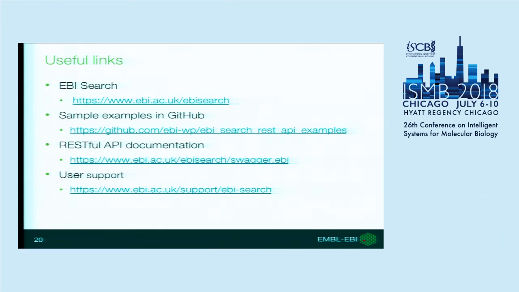Talk is almost over, so here I put some useful links. The first one is the EBI Search main web interface. The second one is the public GitHub repository where you can download the sample code I demonstrated in the previous slides. The third one is the RESTful API documentation. And last, we have a user support form. If you have any questions or suggestions, or if you find any bug, you can reach us through the support form.